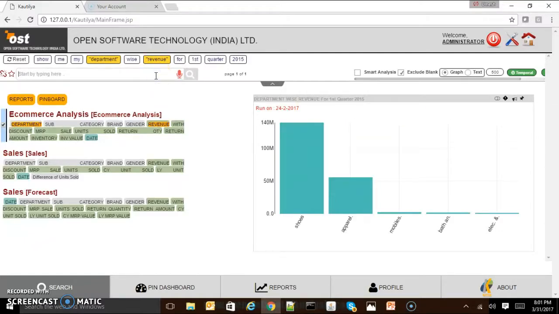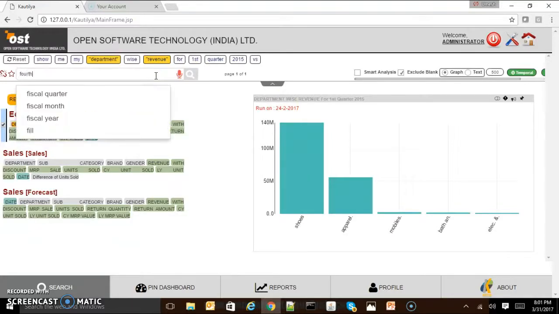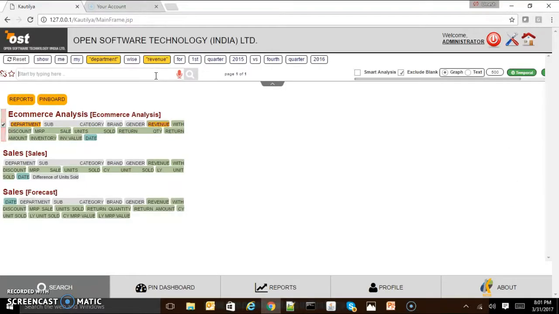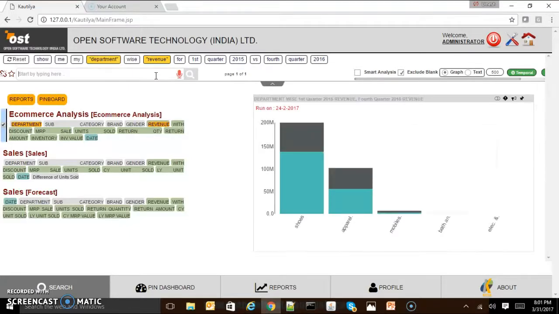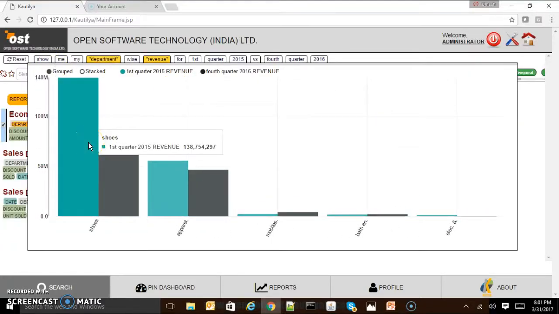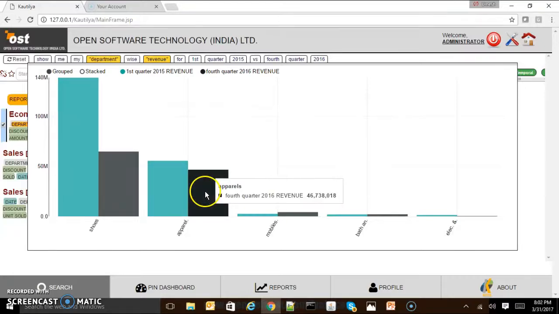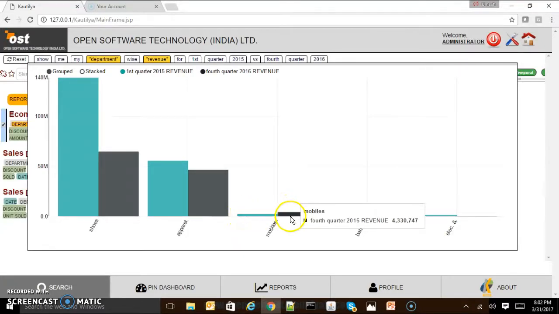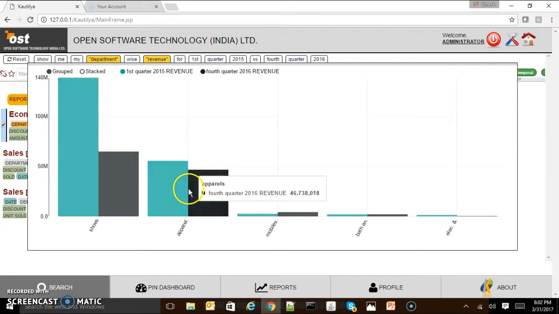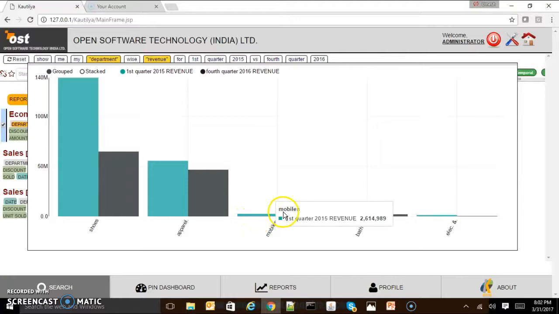What happens if I want to compare this? So I'll say versus, let's say, fourth quarter 2016. Now if you notice, the fourth I've written differently now. Let's see if it can understand this also. Yes, it does. So now let me zoom this and group it. So now I can see what is my first quarter 2015 revenue and my fourth quarter 2016 revenue. And now I can clearly see that my shoes I seem to have done badly, and apparels, and then in small things like mobile, etc. I seem to have done better.